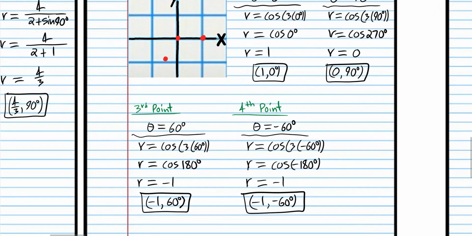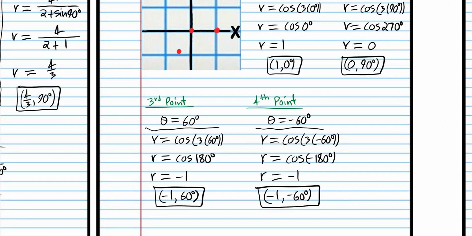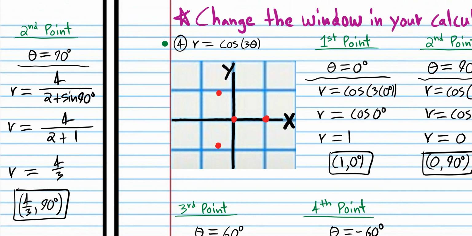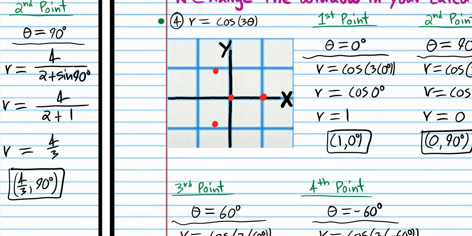Okay, so -1, negative 60 degrees. That's going to get us about here, roughly. It should be exactly on top of that other point. Okay, so now we can go to our calculators. It looks like these points go about halfway to the -1 mark, so it looks like we're accurate on that.